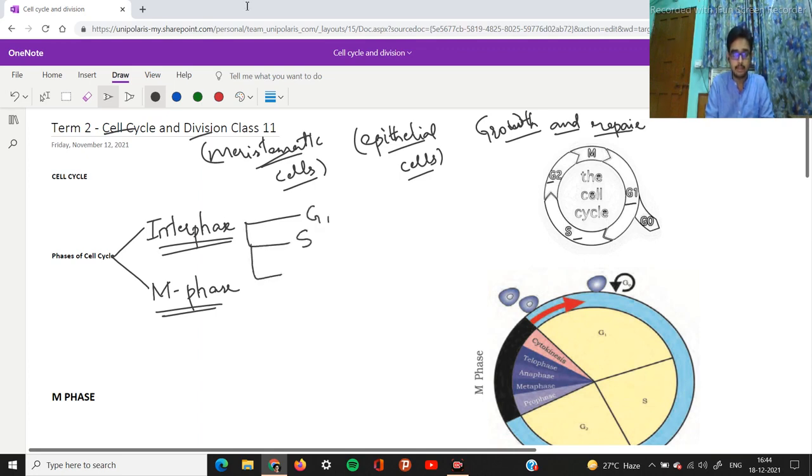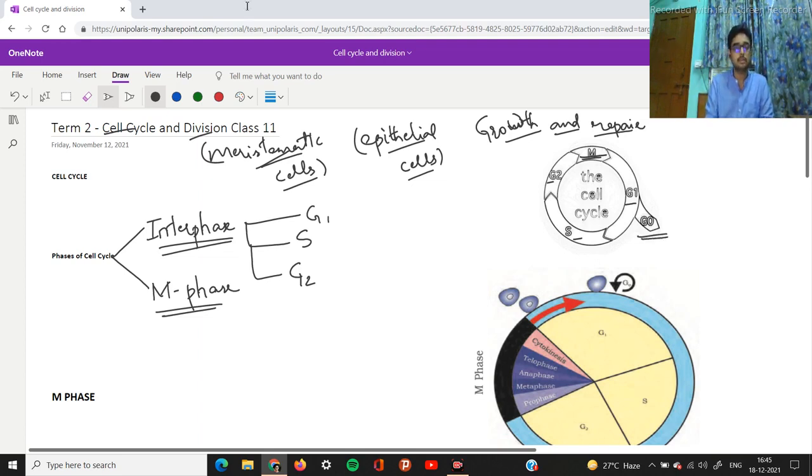S, and G2 phases. See here, why do we call it a cycle? What is the difference between a pathway and a cycle? In a pathway, there is a first product and a last product, and they don't continue as a cycle. But in a cycle, unlike a pathway, they keep interchanging. After the M phase, G1 starts, then S phase comes, then G2, then again M. And this keeps on going, unless there is an exception of G0, which I'll explain later.